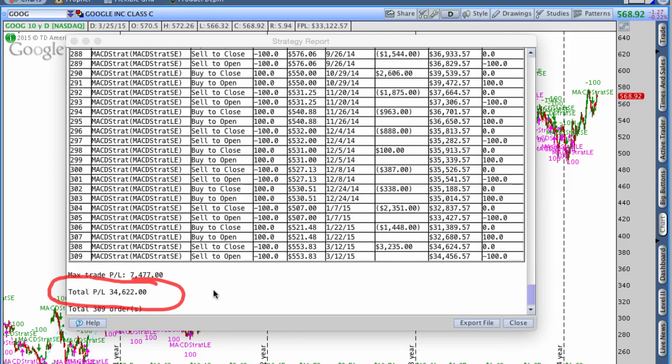So this gives us a little bit more confidence going forward, knowing that we are able to make a lot more money trading MACD around Google than we are with the S&P 500.